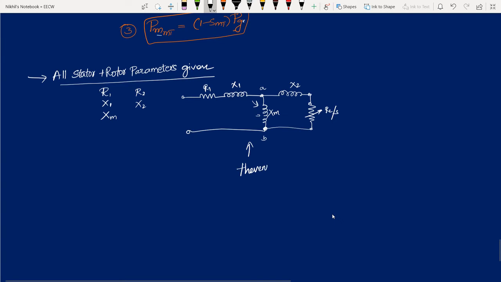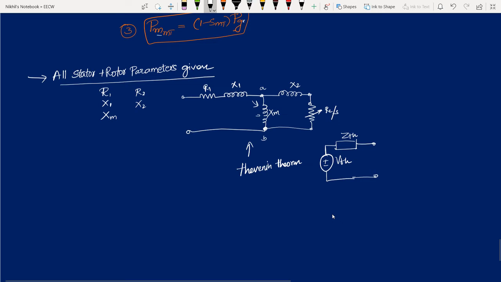Thevenin theorem. So what does Thevenin theorem say? Suppose you have a number of voltage sources and different resistances, and the circuit looks complex. Then you can replace the entire circuit with just one single voltage source in series with some Thevenin impedance. So this is the equivalent Thevenin circuit, isn't it? It looks very simple, isn't it?